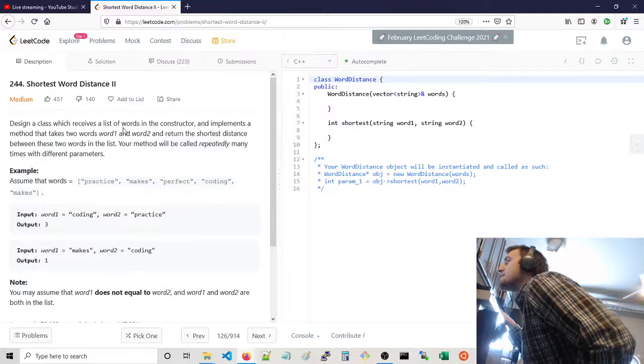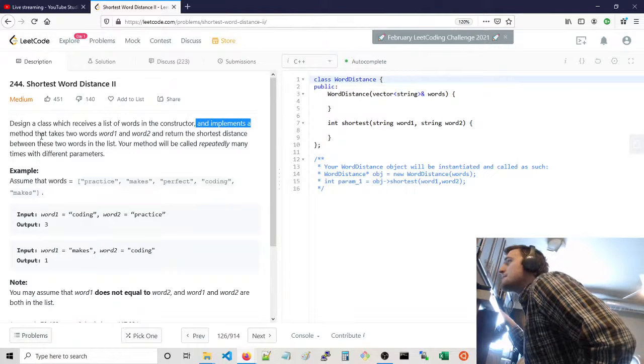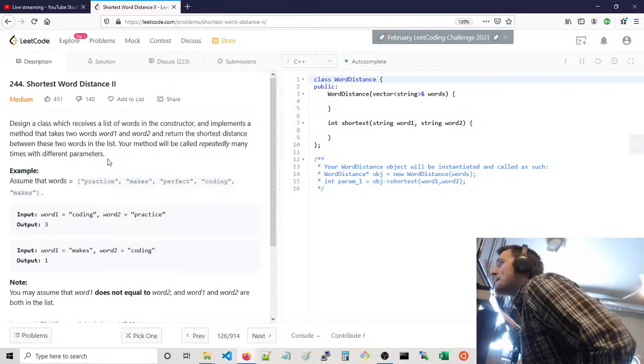Design a class which receives a list of words in the constructor and implements a method that takes two words, word 1 and word 2, and returns the shortest distance between these two words in the list. Your method will be called repeatedly, many times with different parameters. Assume that the words are practice, makes, perfect, coding, makes. Input: word 1 is coding, word 2 is practice. Output: 3.